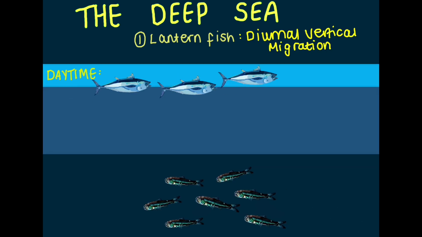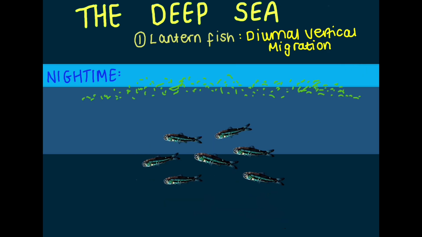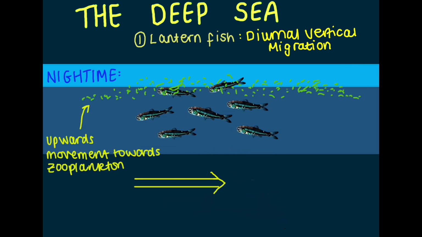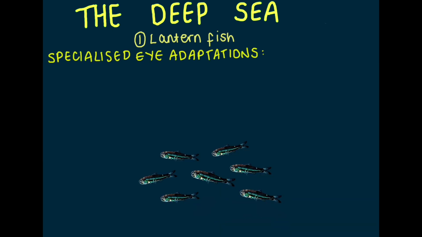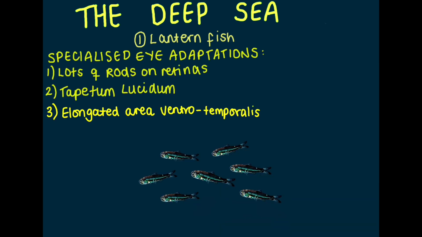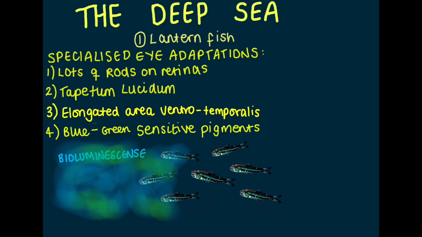In the daytime, they are in the deep water, hiding from the tuna above. However, at night time, using their vision to monitor ambient light levels, they move upwards towards the zooplankton. They need vision to navigate the depths and to know when to return. They have lots of rods on their retinas and the tapetum lucidum to improve low light vision, and an elongated ventrotemporalis, which improves contrast with downwelling light.